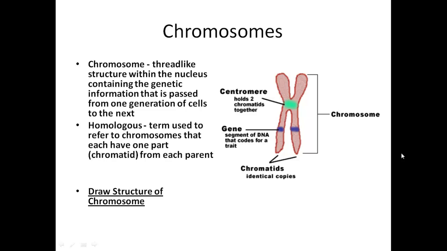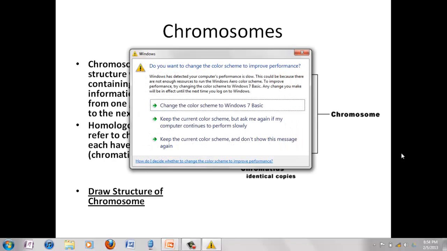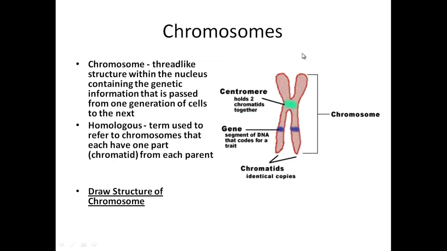Up on this slide, we've got a picture of a chromosome. A chromosome is a thread-like structure within the nucleus. It's what contains the genetic information that gets passed on from one generation of cells to the next. Homologous is referring to chromosomes that are joined, so pairs of chromosomes joined together by the centromere.